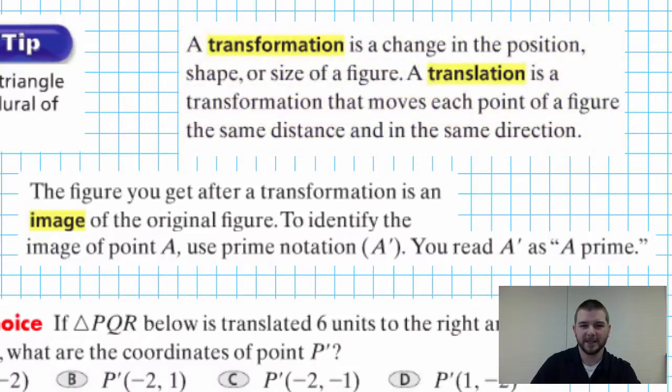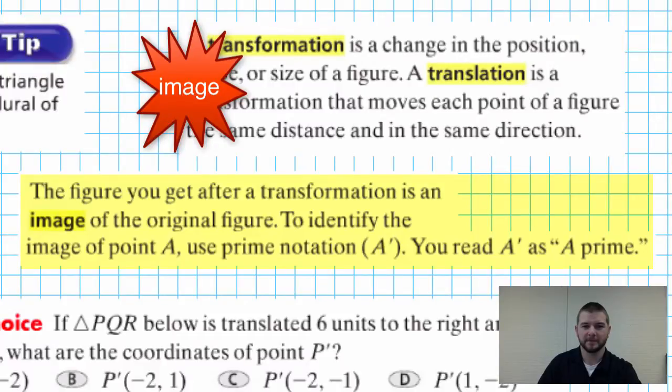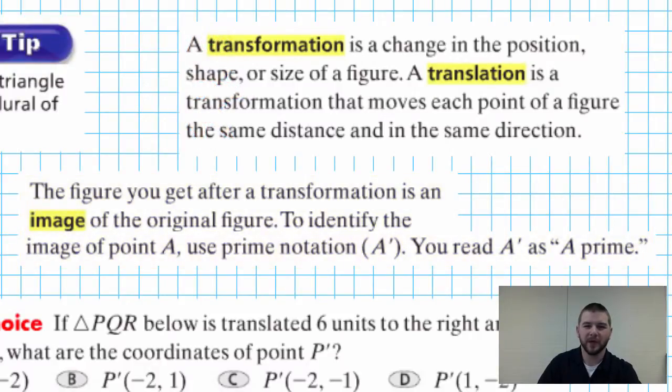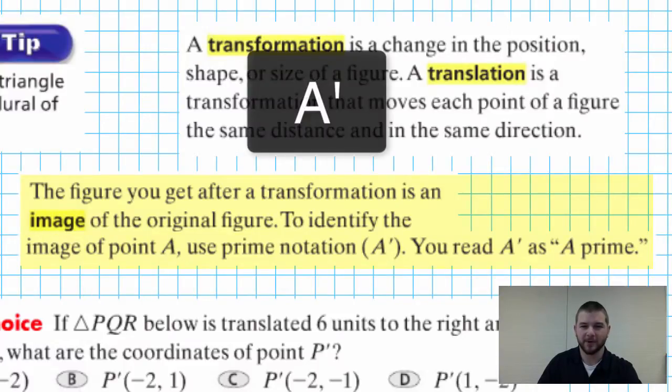So keep in mind, a translation is just a special kind of transformation that preserves certain aspects of the original figure. The figure you get after a transformation is an image of the original figure. We often call the initial figure the pre-image, meaning that it happened before the transformation, and we often call the figure after the post-image. To identify the image of point A, use prime notation. A prime. Notice the apostrophe represents prime in math, so you would read A apostrophe as A prime.